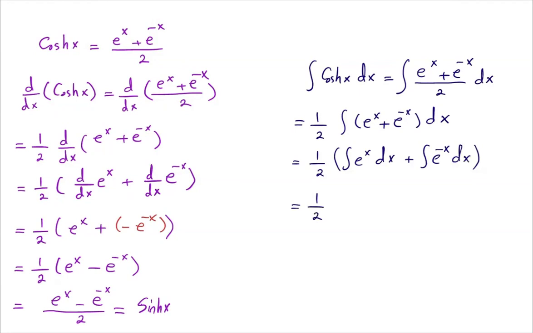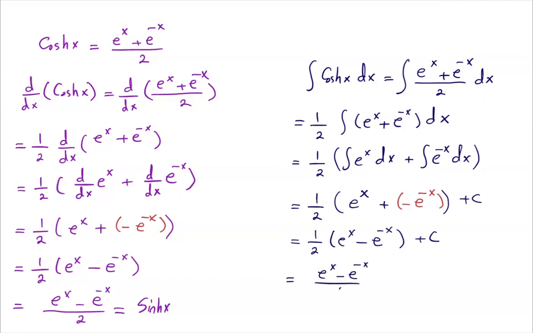This is equal to a half. The integral of e to the x is just e to the x. The integral of e to the power minus x using u sub is minus e to the power minus x. Then you can just distribute the negative sign, and this guy is written as a half e to the x minus e to the power minus x plus constant of integration, or you get e to the x minus e to the power minus x divided by 2 plus c. But what is the definition of e to the x minus e to the power minus x divided by 2? It is equal to hyperbolic sine of x plus constant of integration.